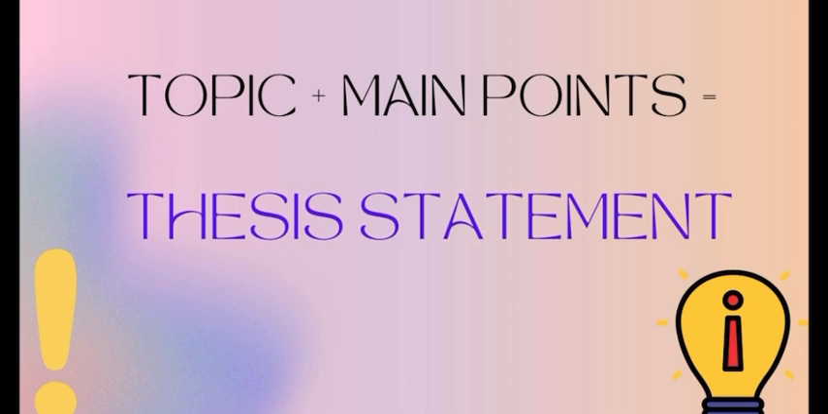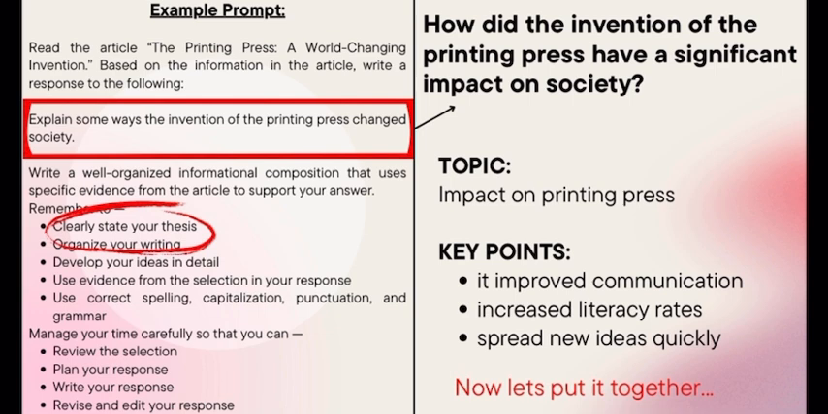Now let's break that down. Let's use the example prompt on your screen. First, I'm going to read the prompt from top to bottom so that I know exactly what is required in my response. It says, read the article, The Printing Press, a world-changing invention. Based on the information in the article, write a response to the following. Explain some ways the invention of the printing press changed society. Write a well-organized informational composition that uses specific evidence from the article to support your answer.